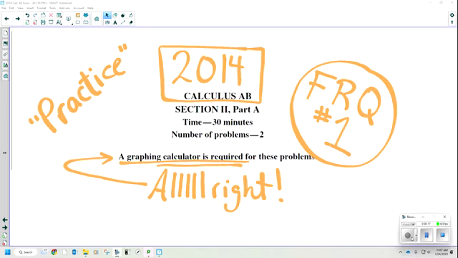We are going to do free response question number 1 from the Practice 2014 AP Calculus AB exam. And we get a graphing calculator for problems 1 and 2.